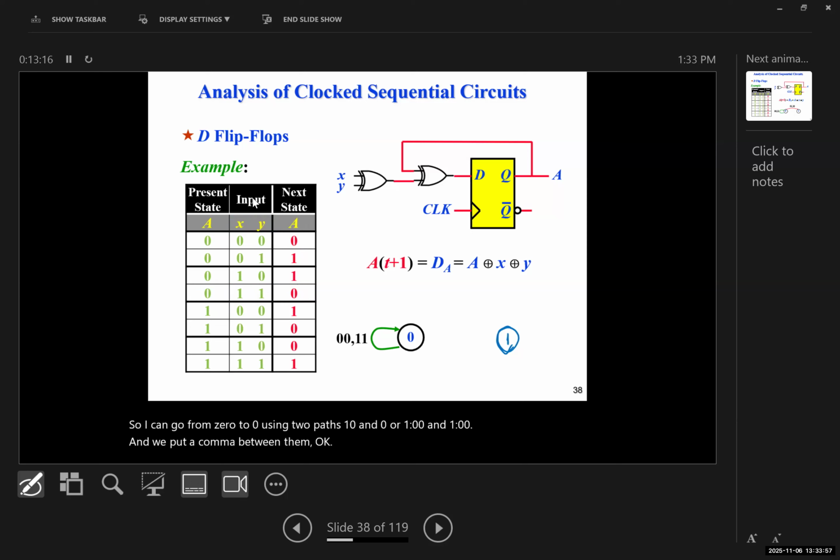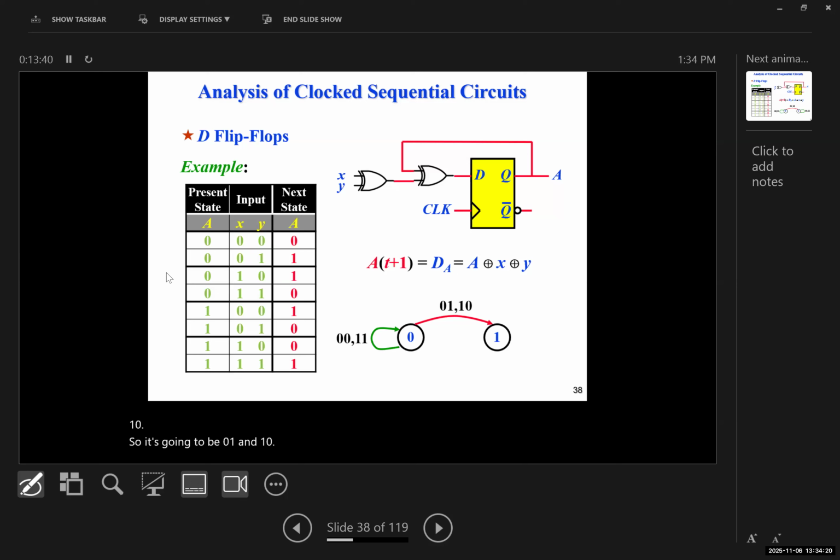Now I want to go from 0 to 1. If I want to go from 0 to 1, what are my inputs? It's going to be 0, 1, and 1, 0. Okay. So it's going to be 0, 1, and 1, 0.